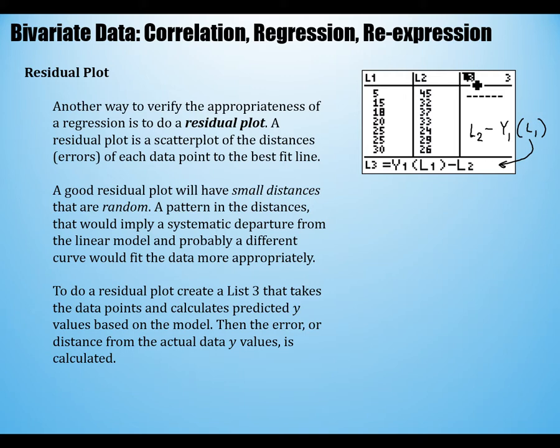Y bars, function, y, right, y bars, y1, yes? And then in parentheses, L1. So what is this actually computing? It's taking the L2 values, which are the actual y value, and it's subtracting from that the value we predict based on the x value and then using our linear model, right?